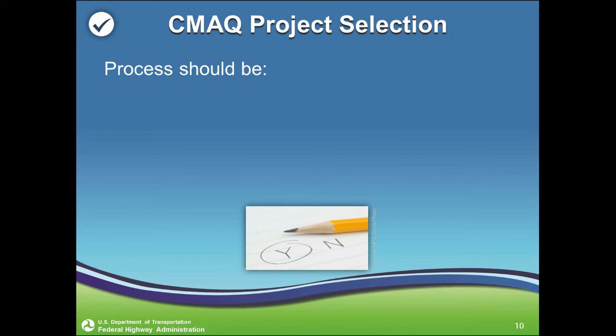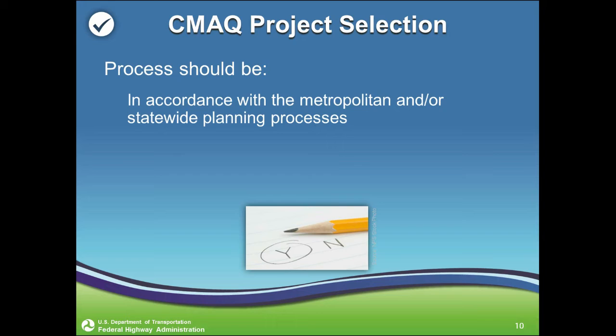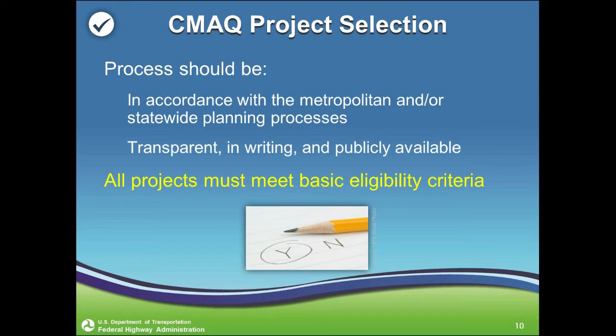The project selection process for the use of CMAQ funds is conducted by the state DOTs and MPOs through their respective established planning processes. The project selection process should also involve state and local air quality agencies. While the project selection process varies among states and MPOs, the process should be transparent, in writing, and publicly available at all levels. The Federal Highway Administration does not have a role in project selection. However, the agency encourages a competitive approach to evaluating and selecting projects. All projects must meet the basic eligibility criteria of the CMAQ program.